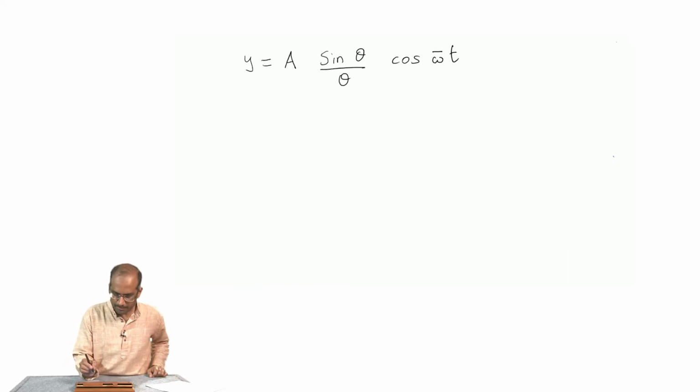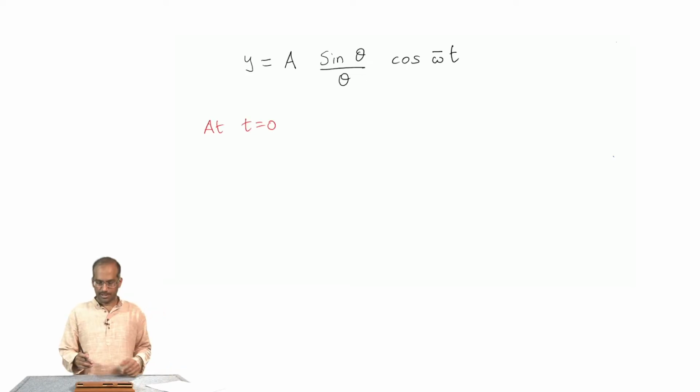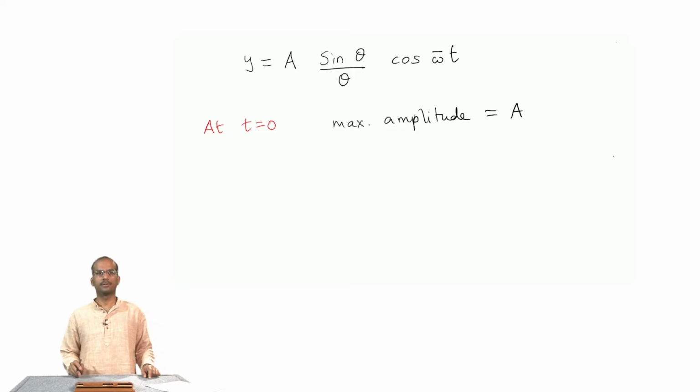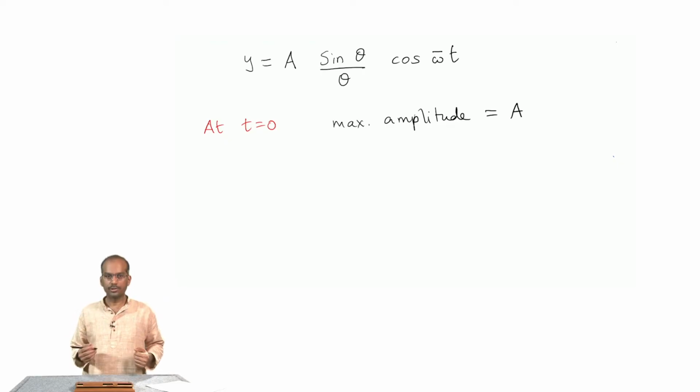Now, let us analyze what happens to this result at t equal to 0. So, as t tends to 0, sin theta by theta will get to 1, theta is time dependent, it gets to 1, and hence the maximum amplitude would be A itself. This is the limit that t tends to 0 or t is equal to 0. We can draw the profile for y. Let us do that first before we go ahead further.